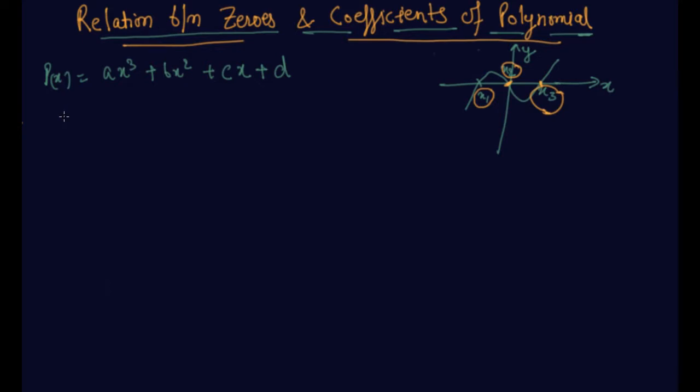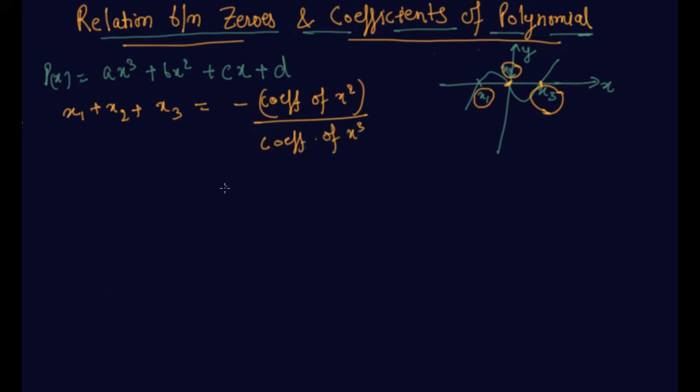The sum of the zeros, or sum of the roots, meaning x1 plus x2 plus x3, will be equal to negative coefficient of x square upon coefficient of x cube, which means minus b by a.